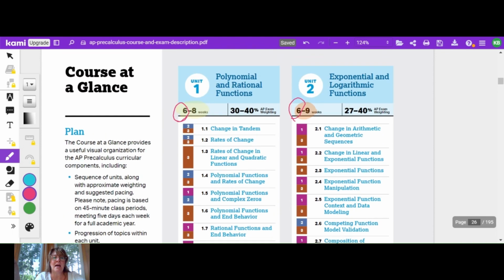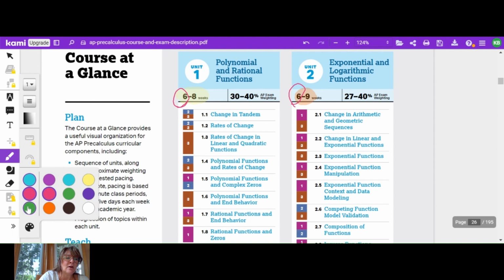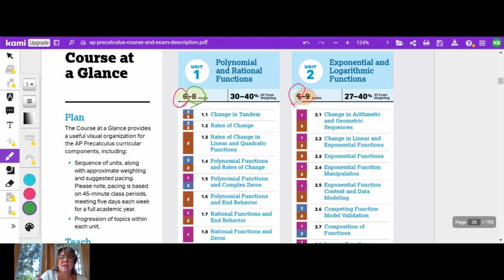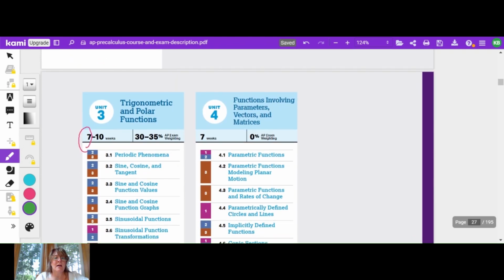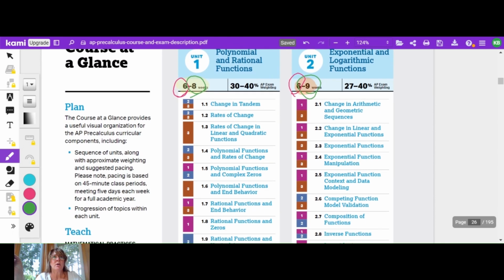If you are planning on including content just from units 1 through 3, then you are going to be able to use the larger time frame here. So about 8 weeks for Unit 1, 9 weeks for Unit 2, 10 weeks for Unit 3, and then, of course, no weeks for Unit 4. So go back to the beginning of your calendar and just roughly block out the amount of weeks per unit that is suggested in the CED.